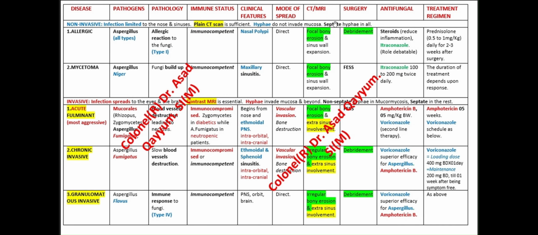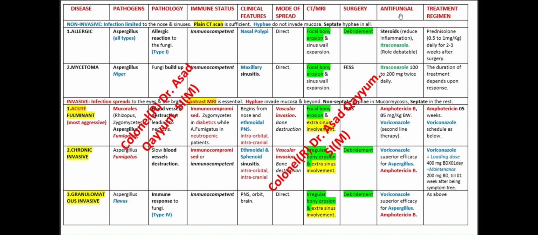On CT-MRI, there is focal bone erosion and sinus wall expansion in these two varieties, while there is extra-sinus involvement in all three varieties of the invasive type. So, this is the radiological diagnosis of the disease. Surgery, depending upon the type and extent of the disease, can be debridement or FESS. So, the nature and the extent of disease would tailor the surgery.